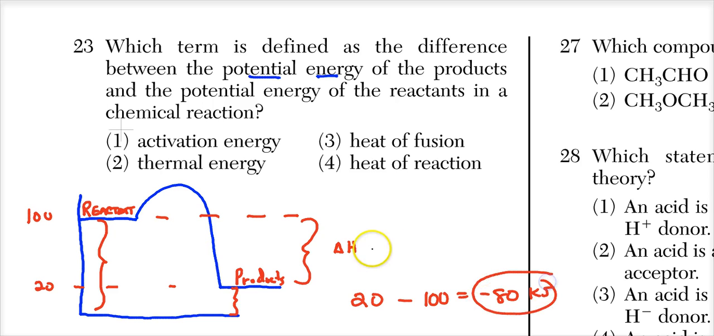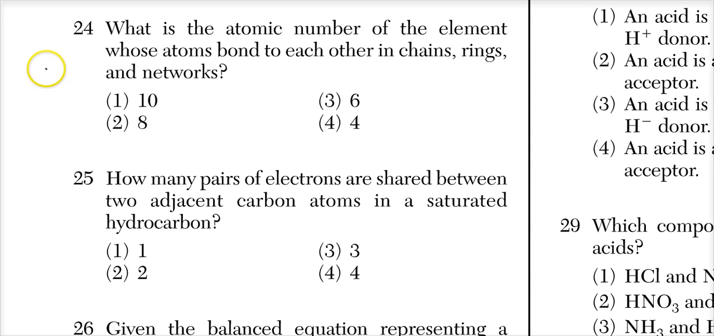Negative delta H tells me what? Energy went down. So the difference between this value minus this value gives me the what? Heat of reaction. Delta H is another word for enthalpy or heat of reaction. So yeah, it's a definition, but certainly if you understand the concept, you can work it out, as the Beatles would say.